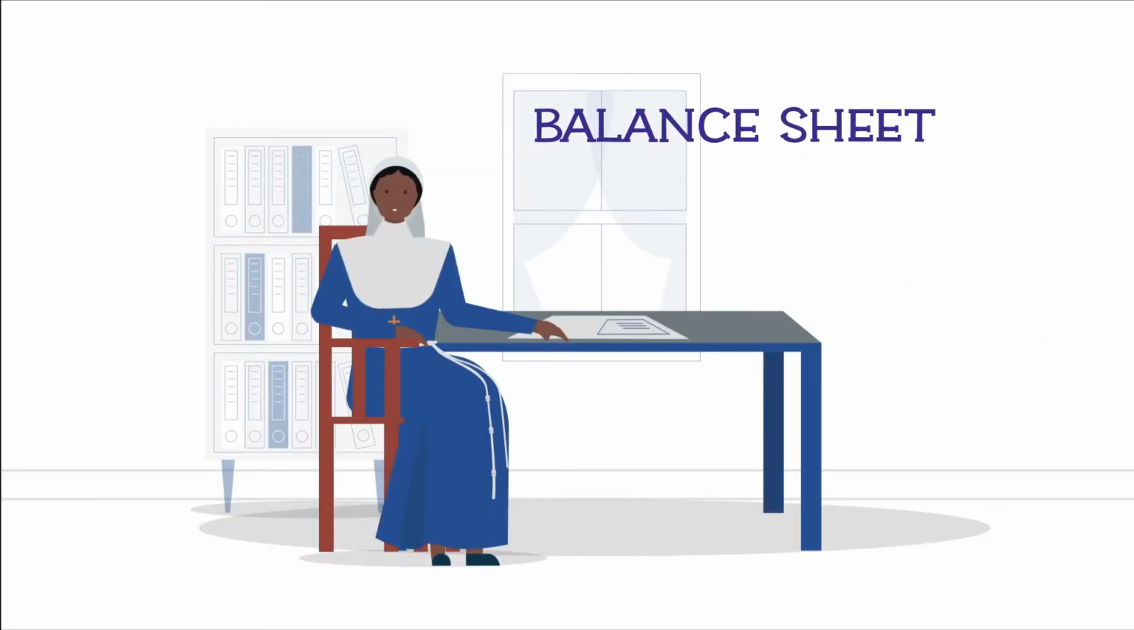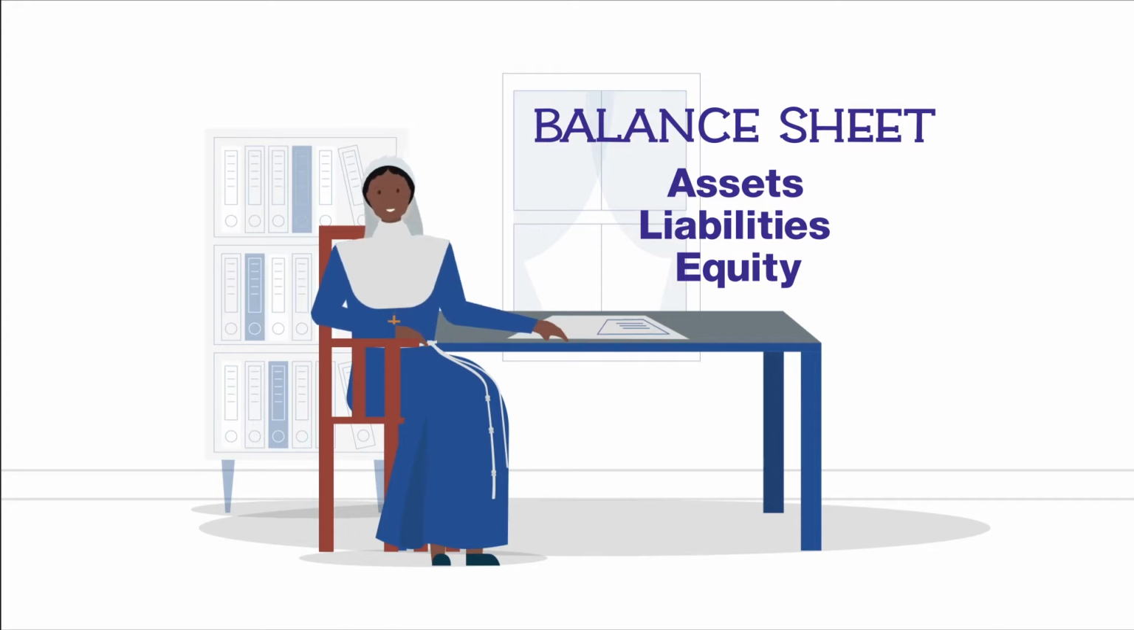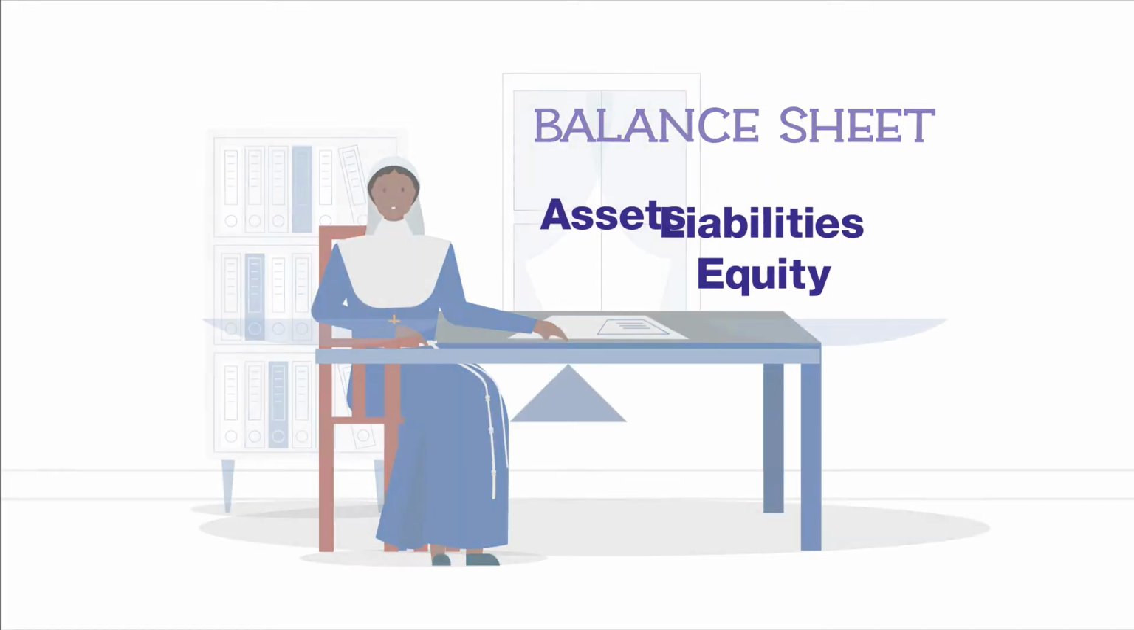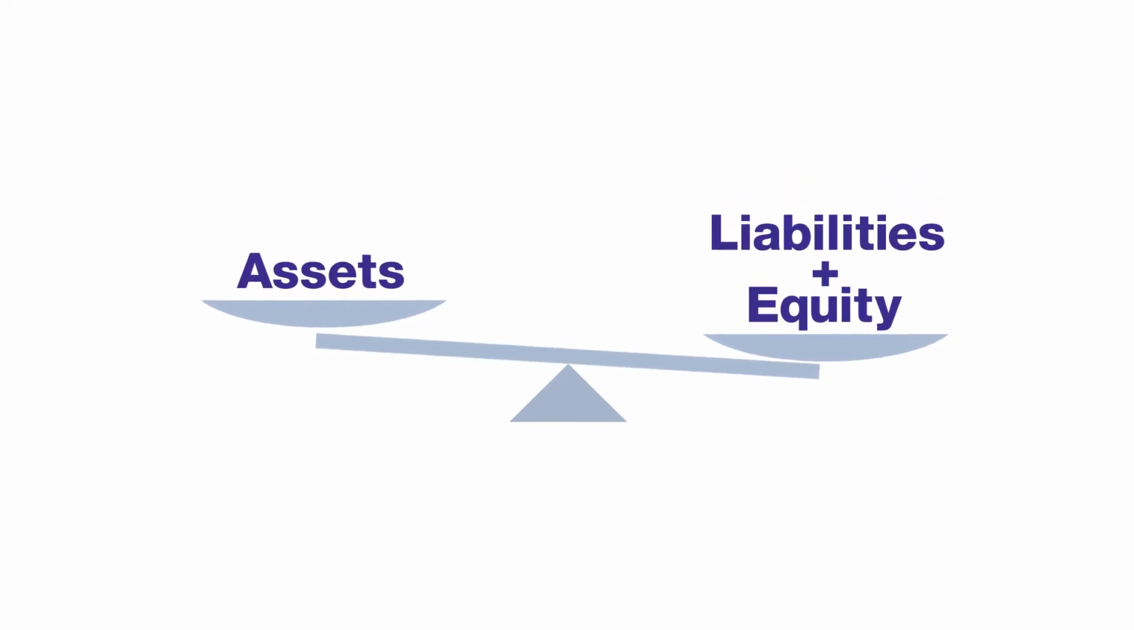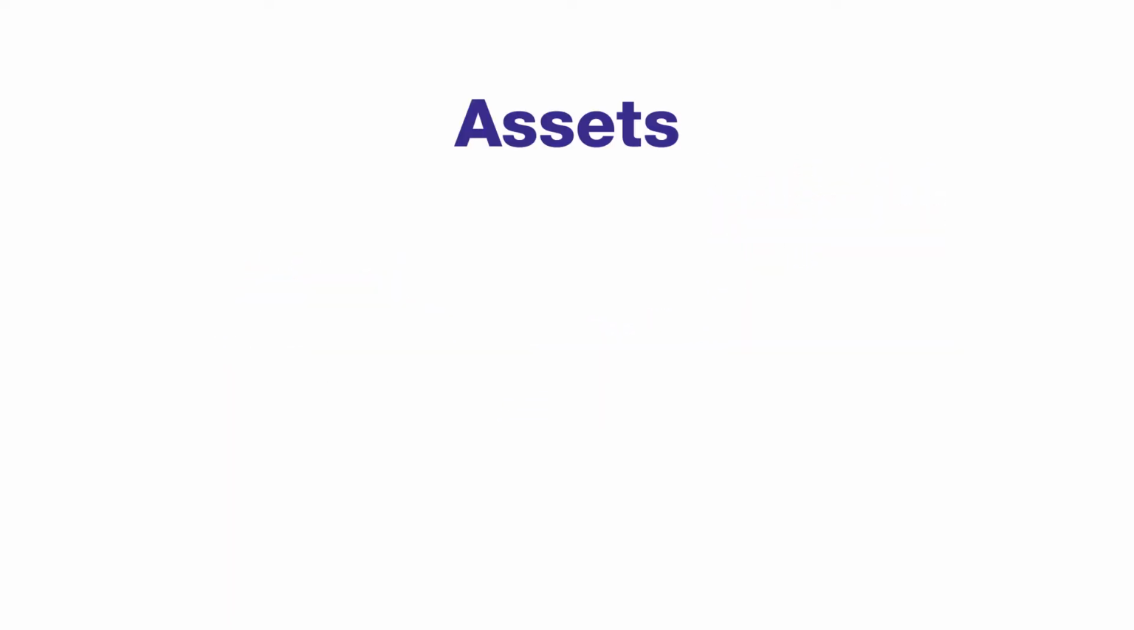A balance sheet shows an organization's assets, liabilities, and equity. As the name suggests, a balance sheet must balance. Assets must equal liabilities and equity. Assets are what we own. There are different types of assets.